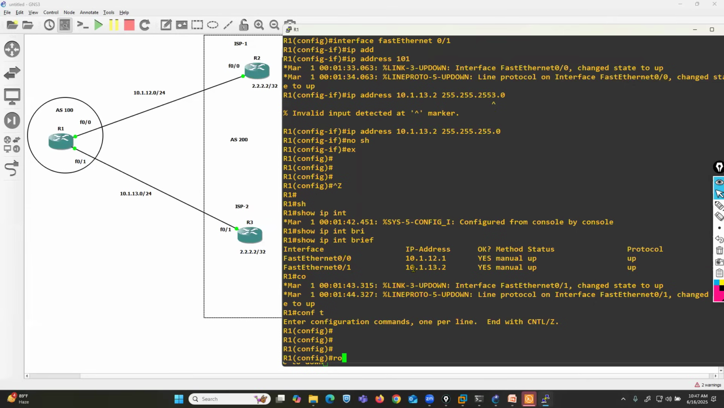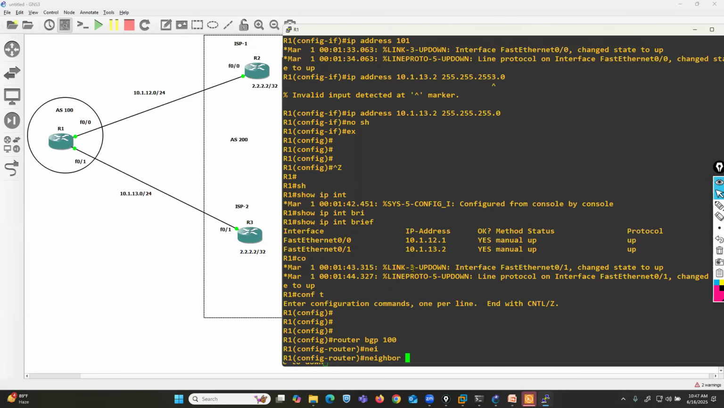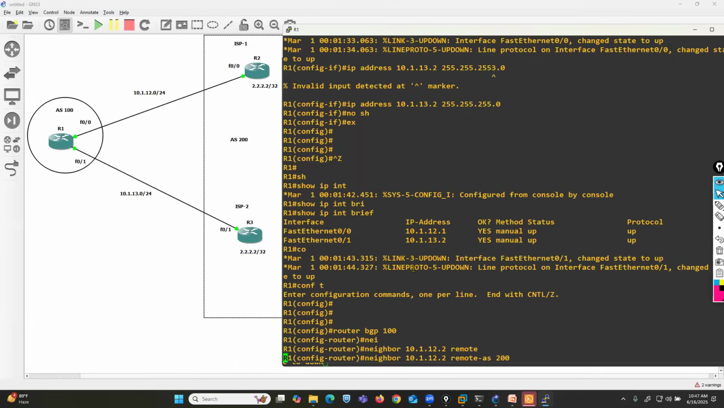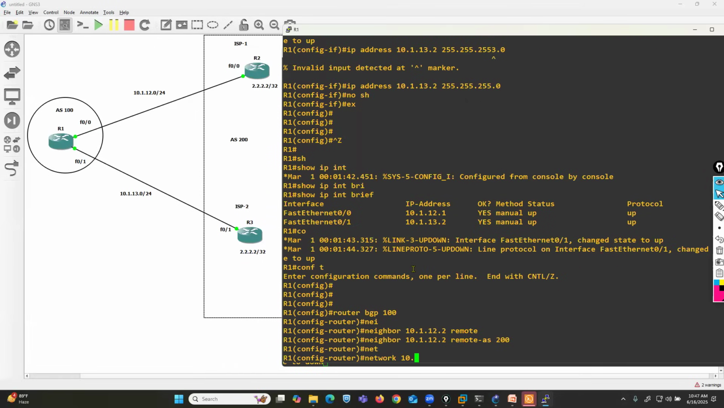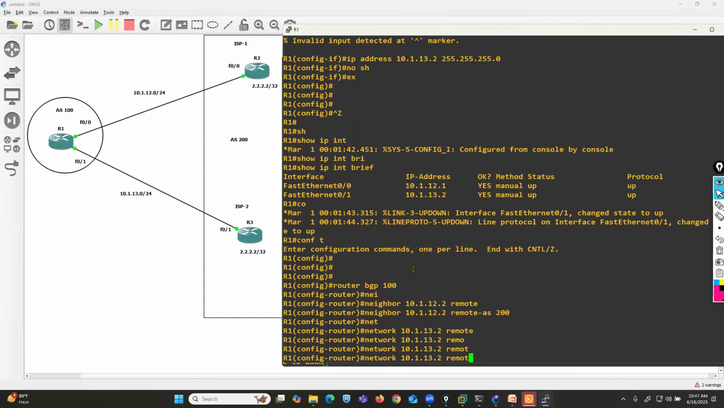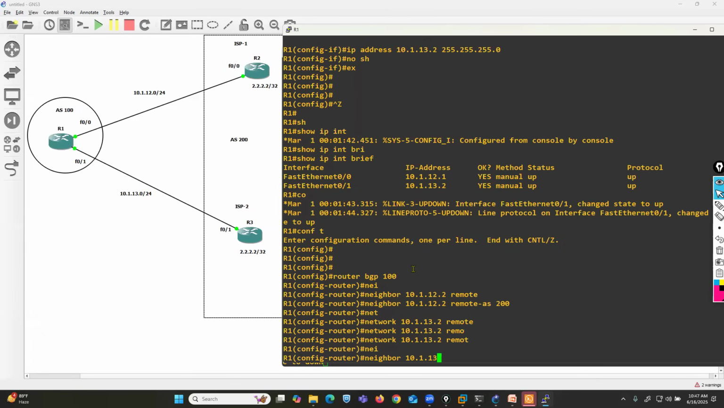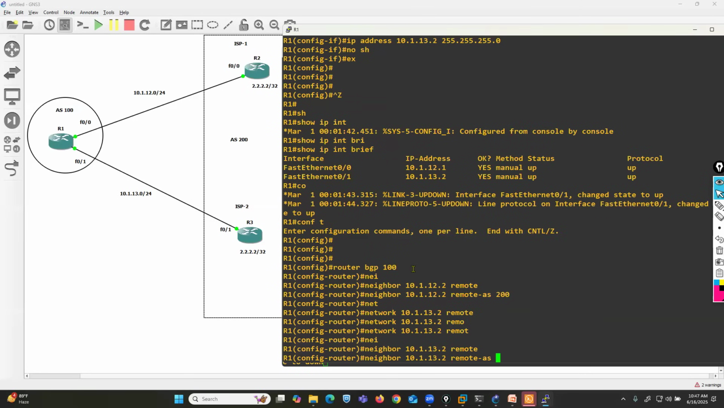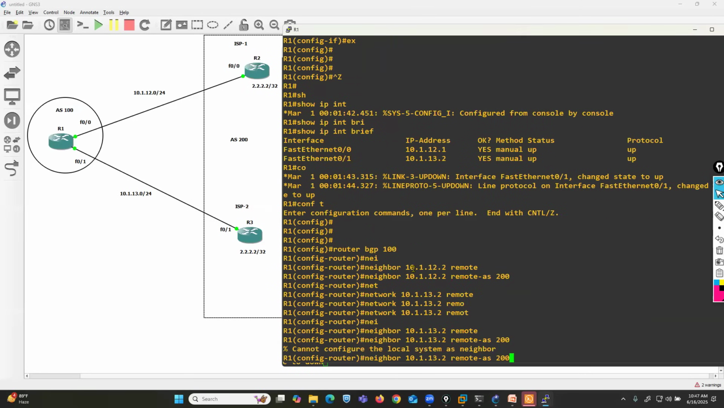Let's configure BGP also. Router BGP 100. I have two neighbors: neighbor 10.1.12.2, remote AS 200, and neighbor 10.1.13.2, remote AS 200. Oh, sorry, I'm using 13.2. Let me change the IP address.